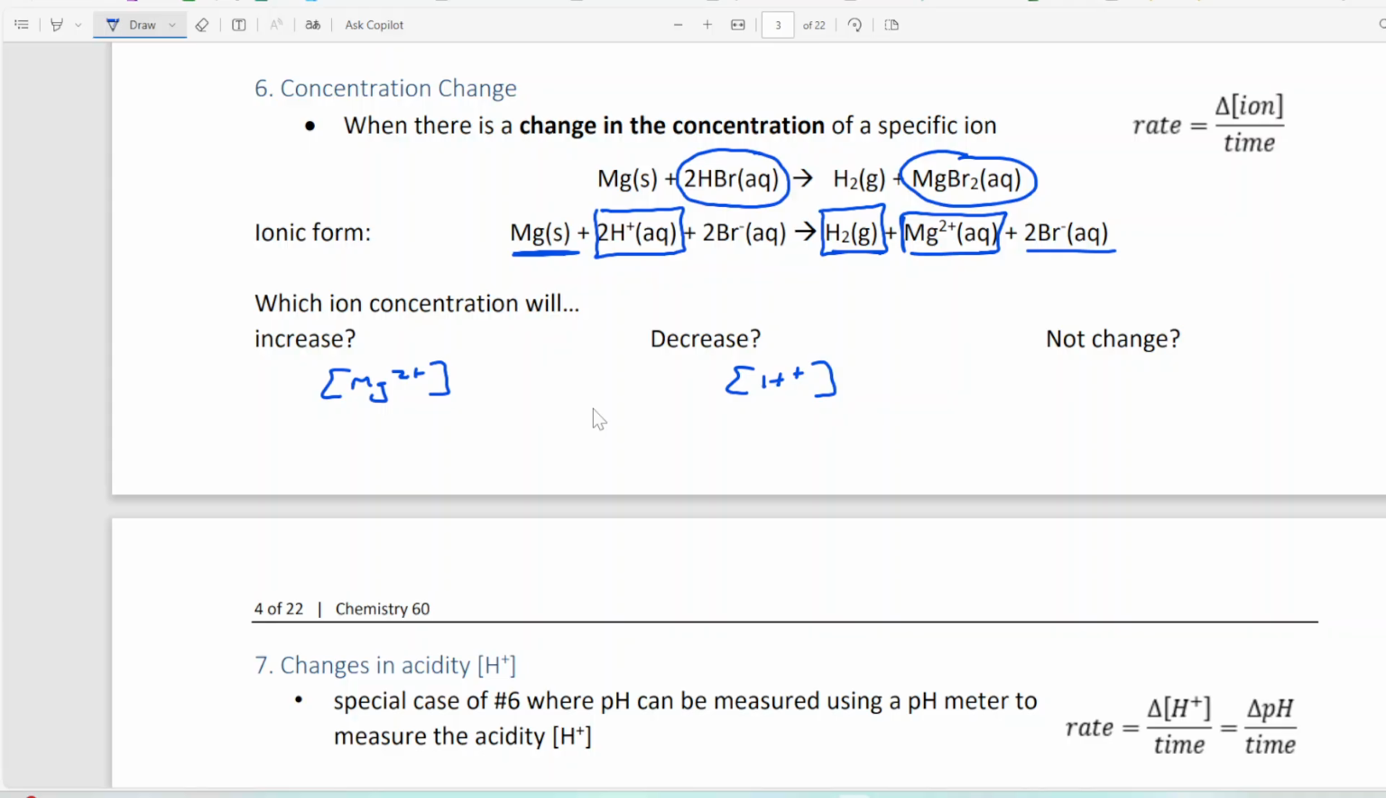Now there's one other ion here. You've got bromide on the left and you've got bromide on the right. Since it's present as a reactant and as a product, then that concentration is not going to change and you could not use it to monitor the rate of reaction.